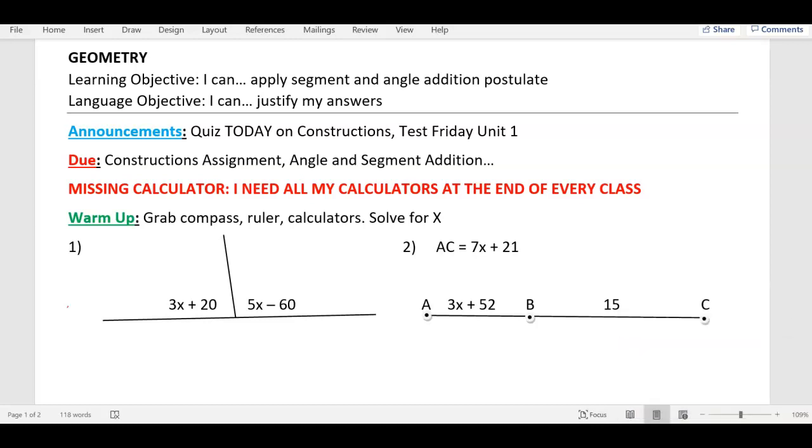All right, so announcements. We are going to do a quiz today on constructions. That assignment from Monday where you were doing the constructions, you should be able to do 4 things: copy a segment, bisect a segment, copy an angle, bisect an angle. So you'll have time after the warm-up a little bit to go over that if you need to. It will be open notes, so you can use your notes with the instructions how to do it. That's what I said. It's on the board.